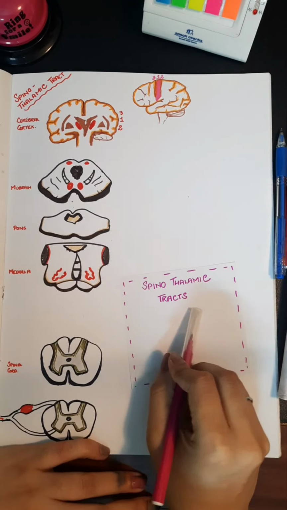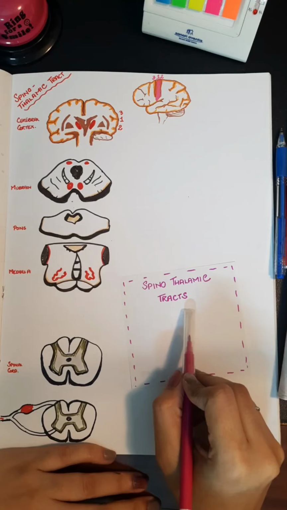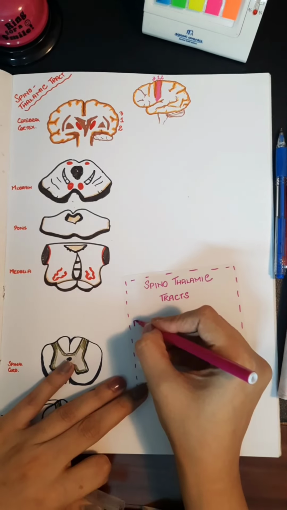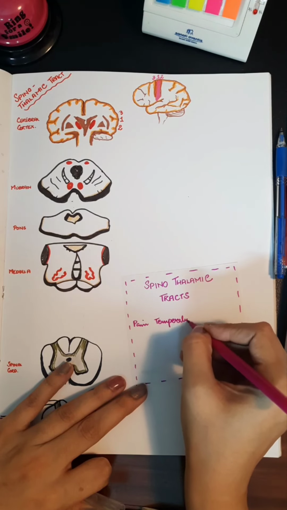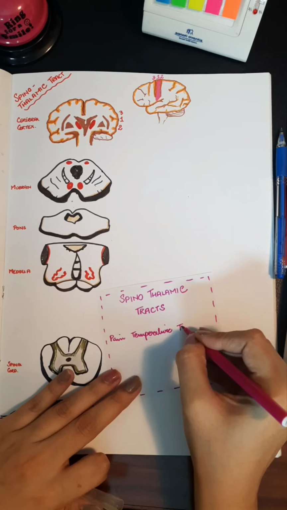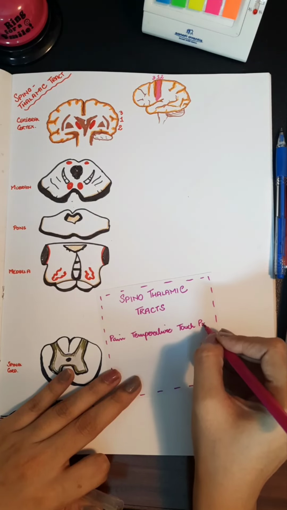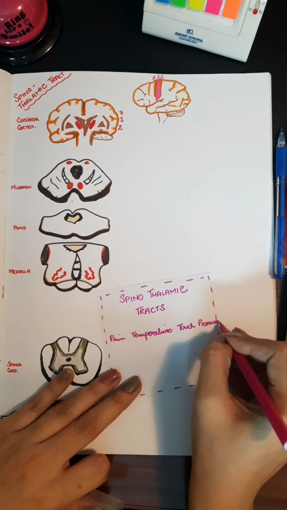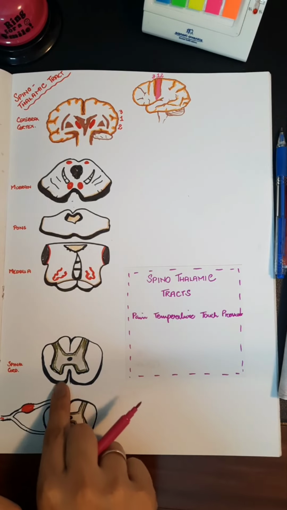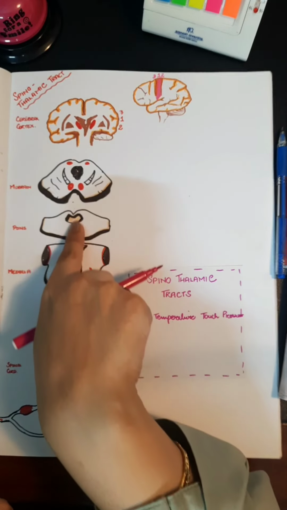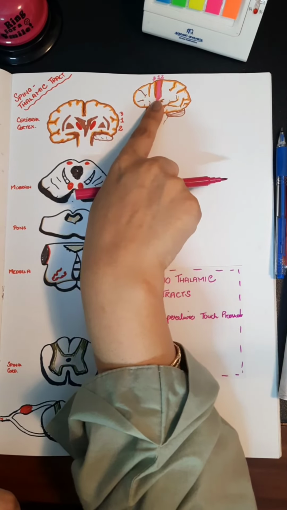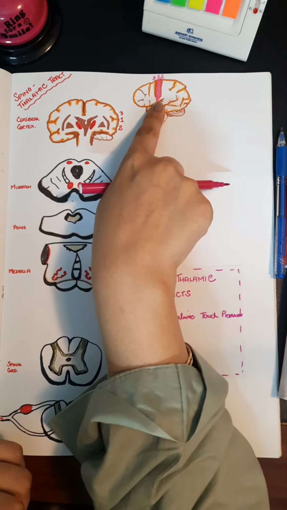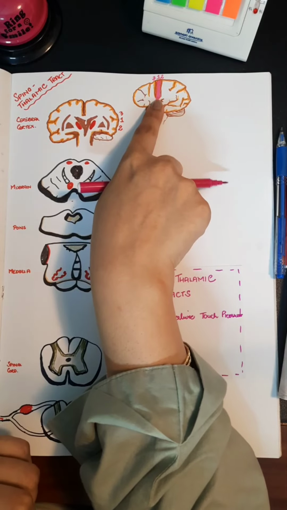These are the important tracts found in the spinal cord, one of the ascending tracts, which carry the sensation of pain, temperature, touch, and pressure from the periphery via spinal nerve, and they take these sensations via pathway all the way to the cerebral cortex where we perceive these sensations consciously at the level of the somatosensory cerebral cortex.